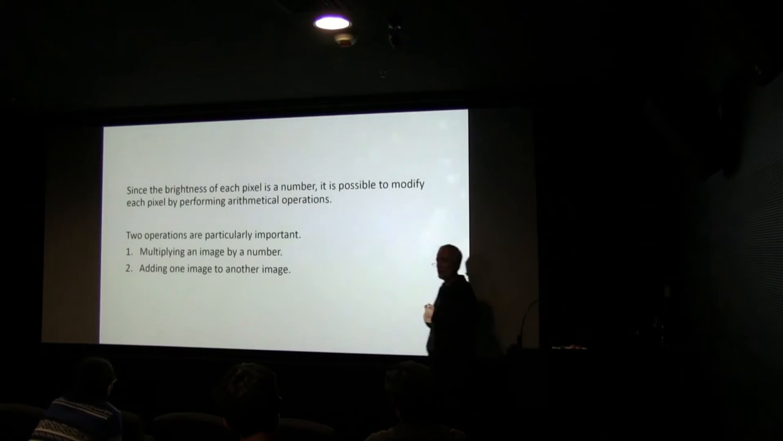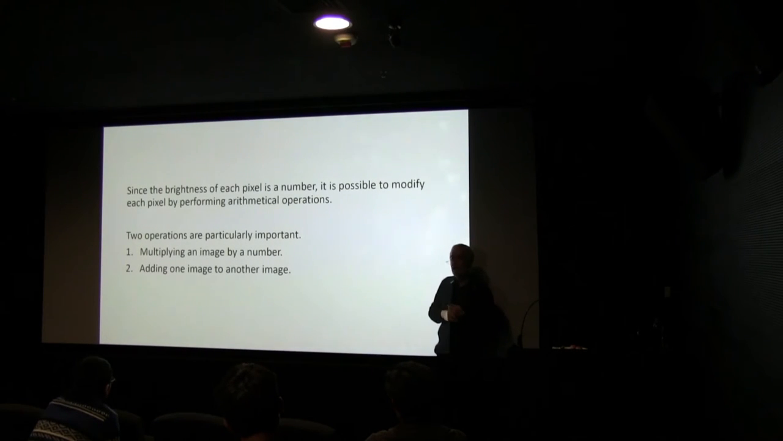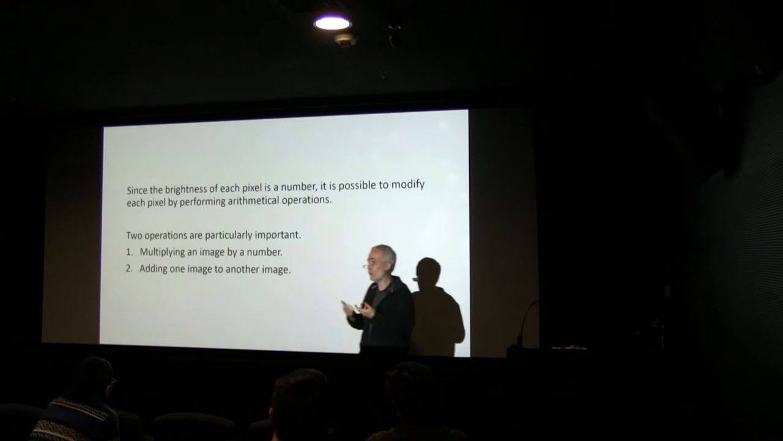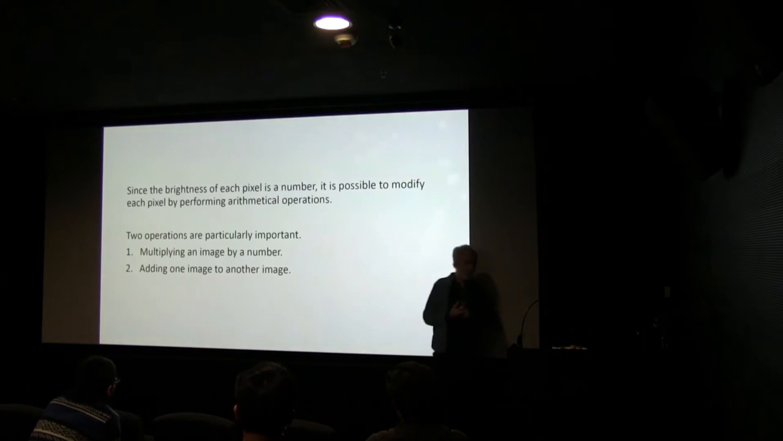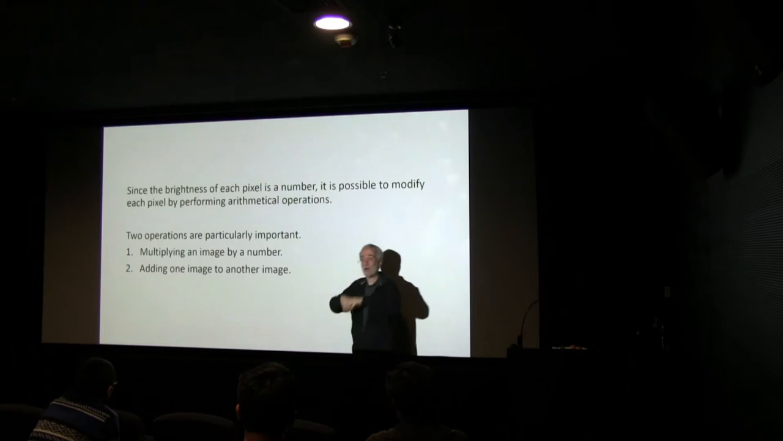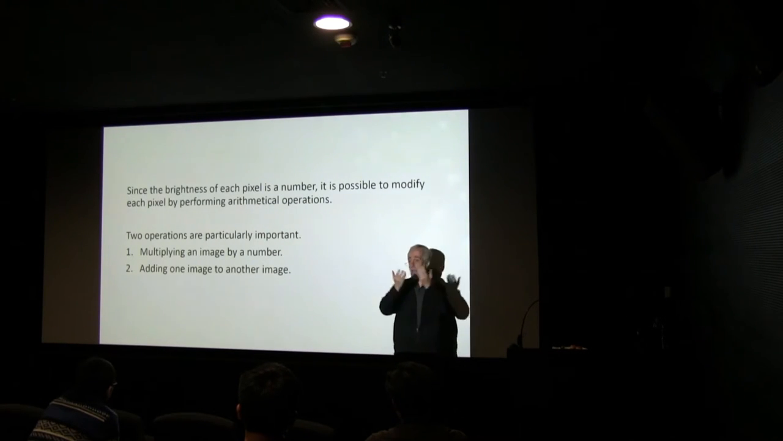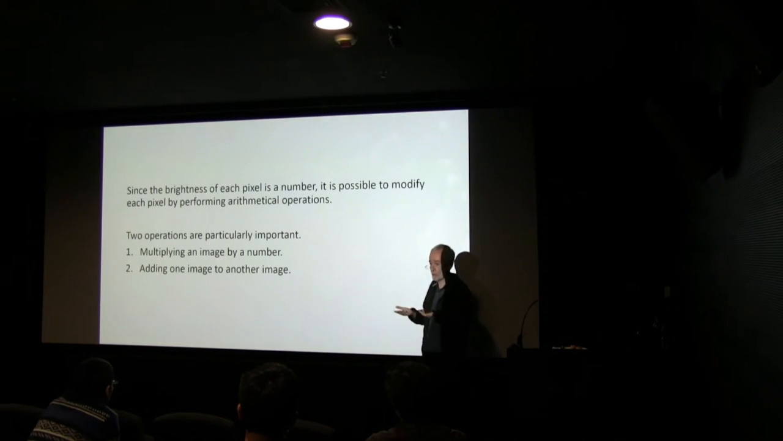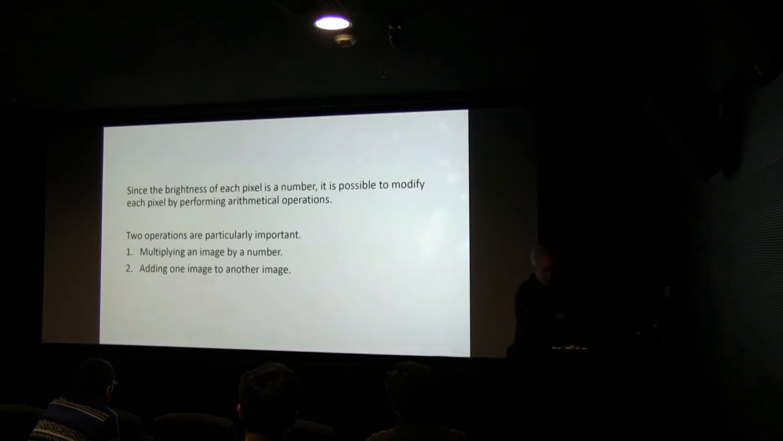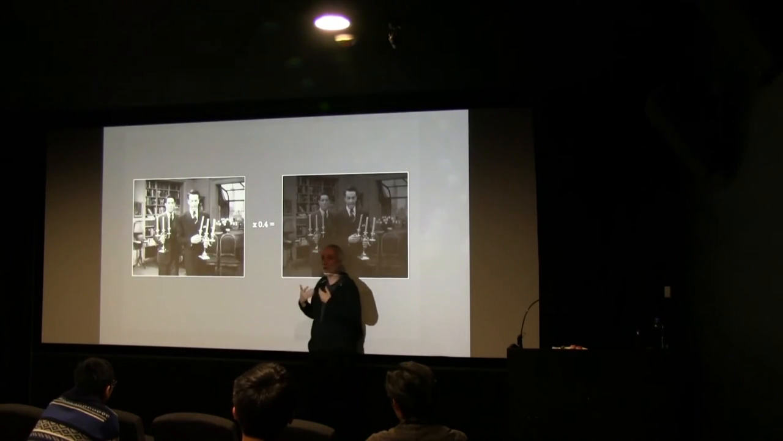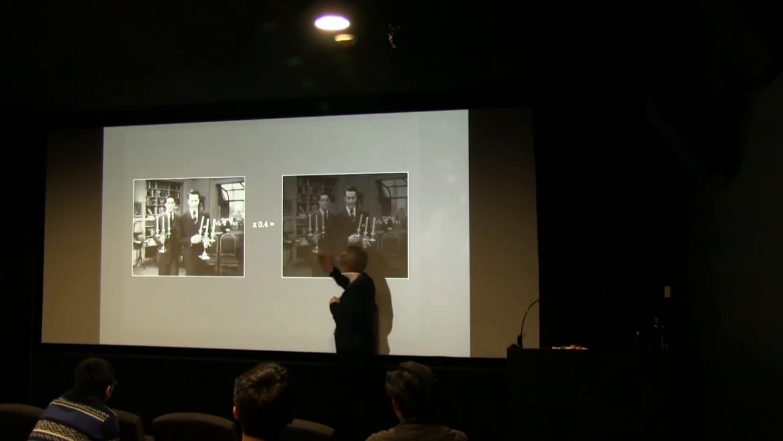So since pixels are represented by numbers, then we can treat pixels and images as mathematical objects. So we can perform operations on them. One operation is we can multiply a whole image by a number. Another operation is we can add images. All we do is we add the numbers. So here's an example of an image multiplied by a number. And basically what we do is we multiply every pixel by that number. And this is the result.